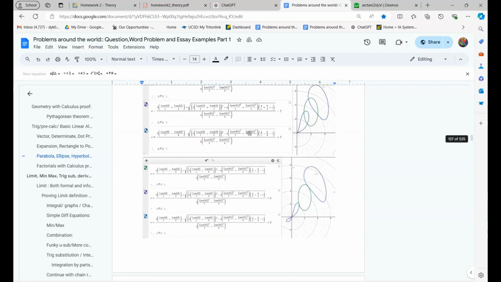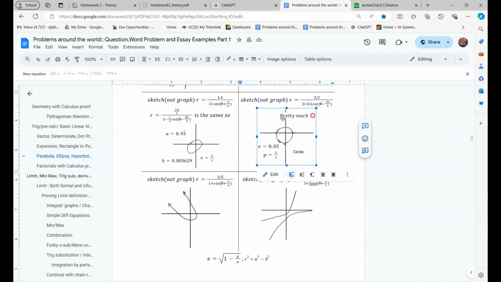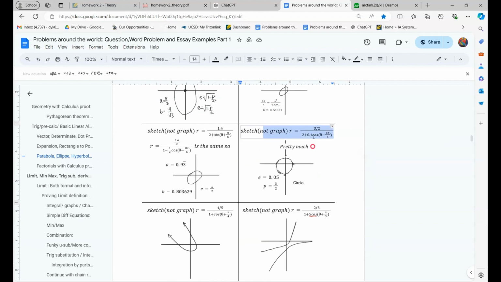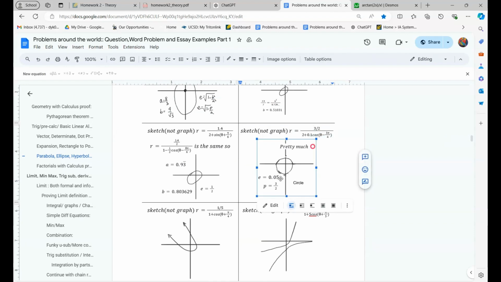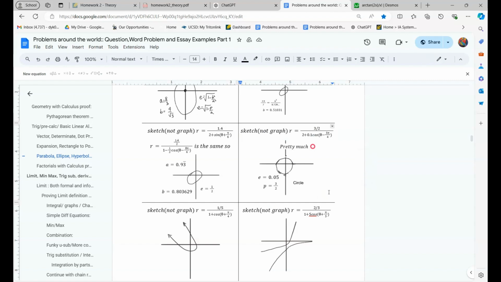Anyways, now here's another thing I find interesting. Over here I put a sketch of this, and I made it pretty much a circle, because I mean, engineers would just say it's a circle, right? At this point, it's 0.05 equals 0.05. So it's actually showable in a graph that it is a little bit tilted this way over here. But in reality, it really is just a circle.